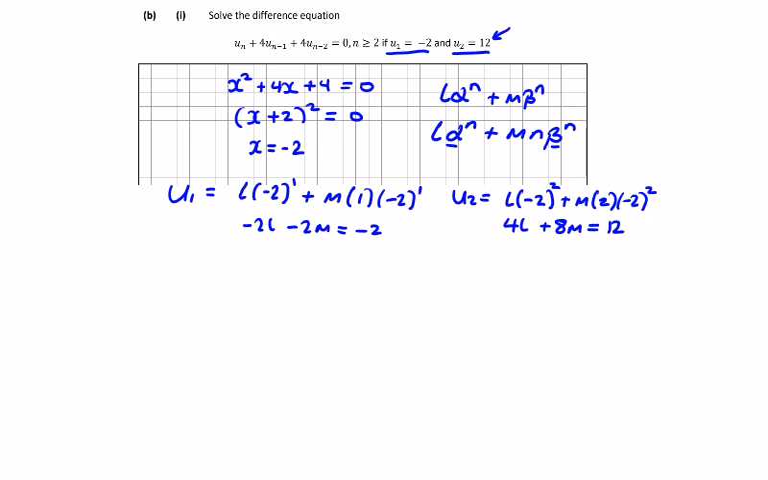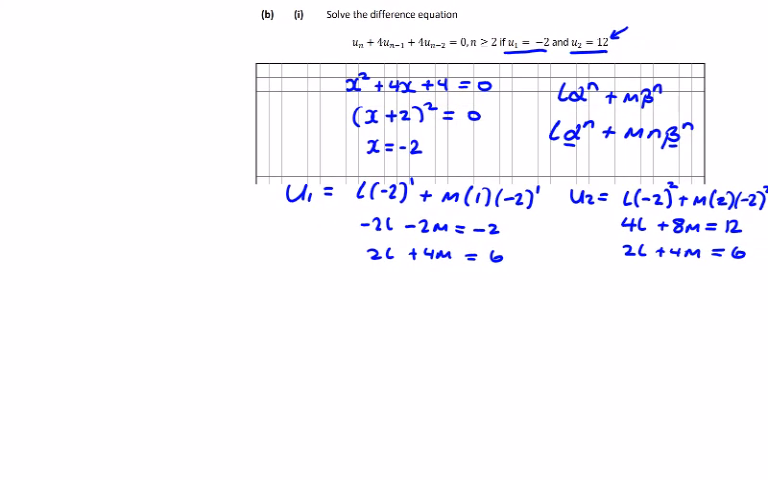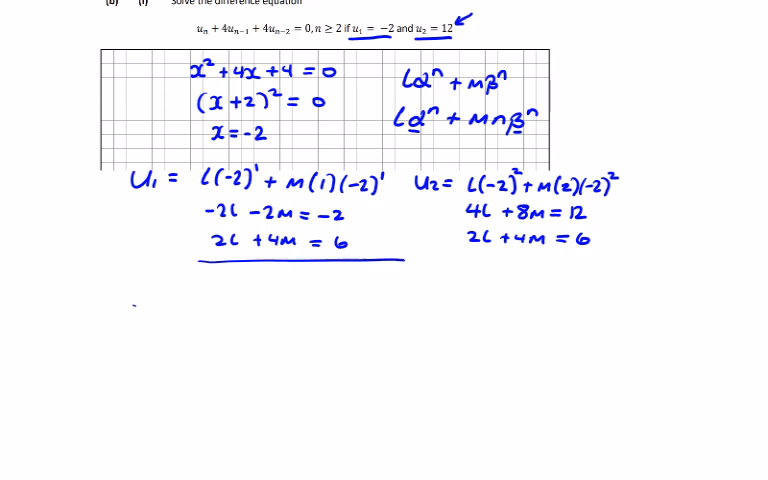So what can I do here? I can get this into 2's. I can say 2L plus 4M equals 6. So that's going to give me 2M equals 4, M equals 2. And if M is equal to 2, 2L plus 8 is equal to 6. 2L equals minus 2, so L is equal to minus 1.